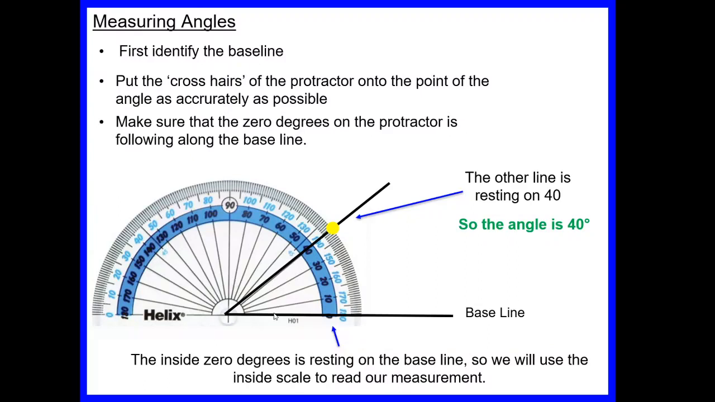So if we were to accidentally read the wrong scale and read 140, then we would hopefully realise that can't be true, because we've got an acute angle, not an obtuse angle.